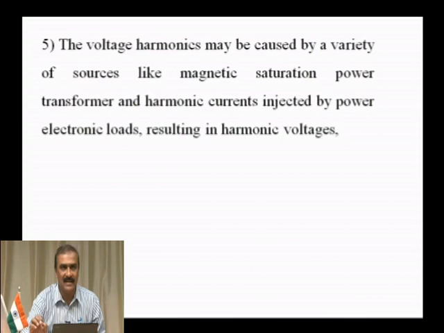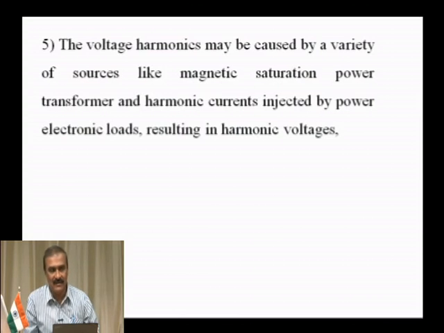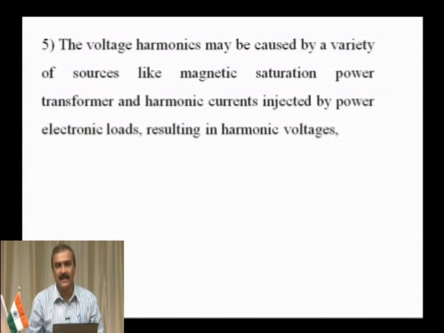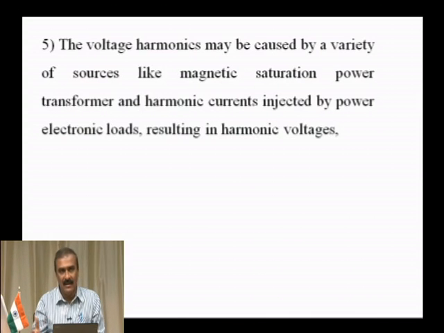Number 5, voltage harmonics. These harmonics are caused due to a variety of sources. There is a list of sources. Magnetic saturation of power transformers. Now the connection of power transformer is quite obvious in a power system network. When you connect, the transformer gets saturated. So this causes voltage harmonics. The list includes magnetic saturation of power transformers and harmonic currents injected by power electronic loads. So the harmonics are introduced due to these devices like power transformers and power electronic loads. So these are the disturbances.